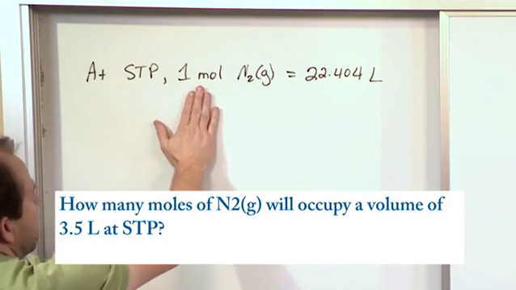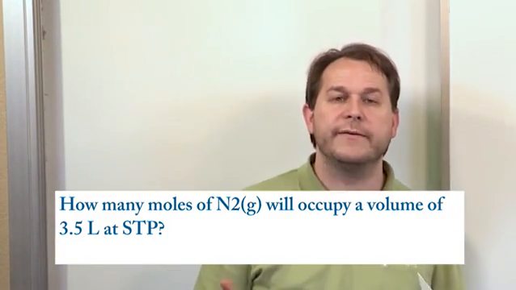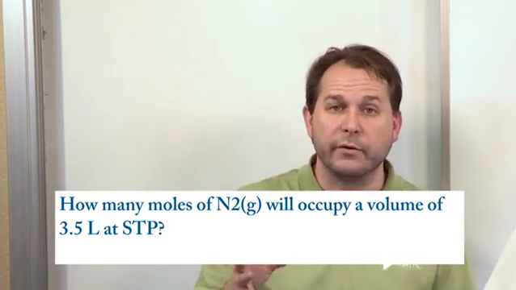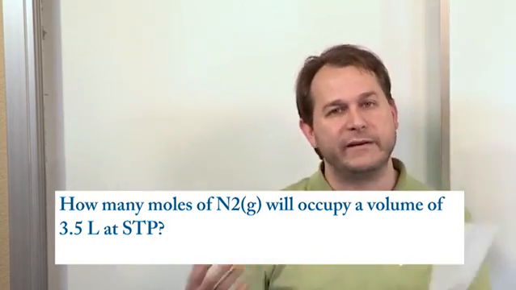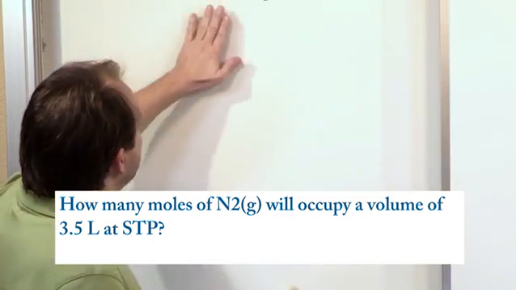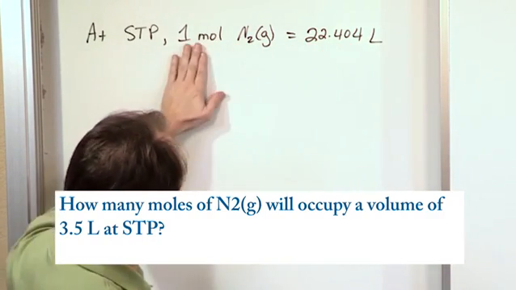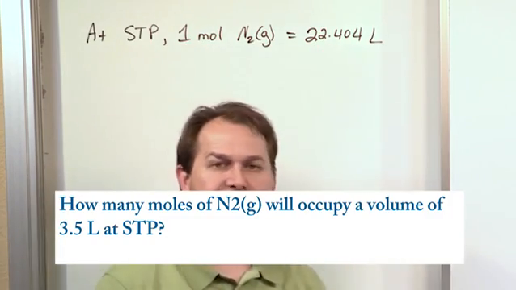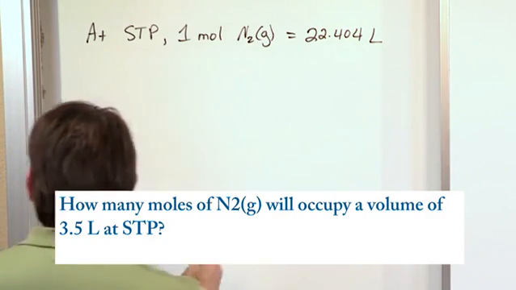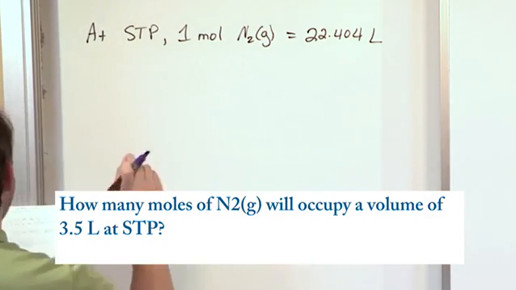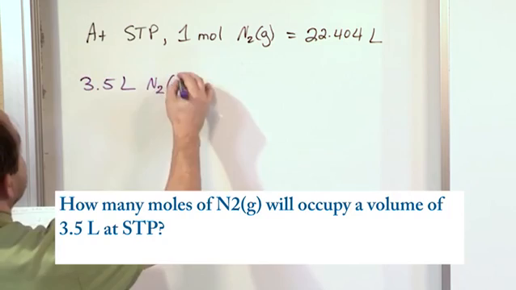So if 1 mole of this gas is 22.4 liters, and we know from Avogadro's law that the number of moles of a gas and its volume are directly related. If you double the number of moles of the gas, you'll be doubling the volume. So at STP, if 1 mole of this is 22.4 liters, then 2 moles of this gas is going to be double this amount of liters, and 3 moles will be triple. It's a very linear, direct relationship. So you can use this as a conversion factor, and in this problem, we're told that the volume of the gas we have at STP is 3.5 liters of nitrogen gas. That's what we start with.